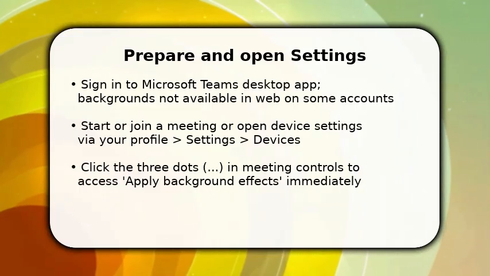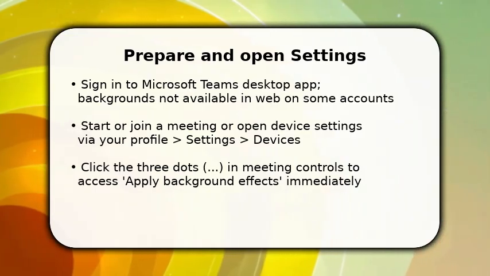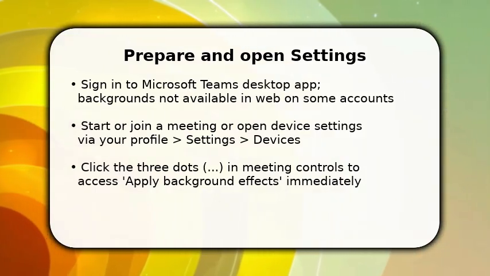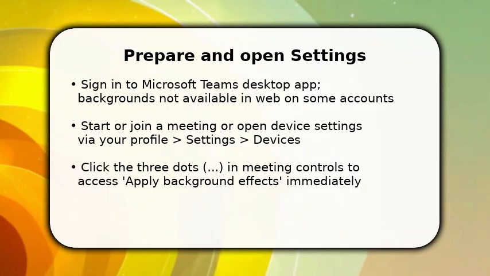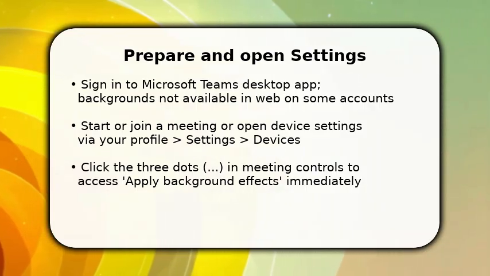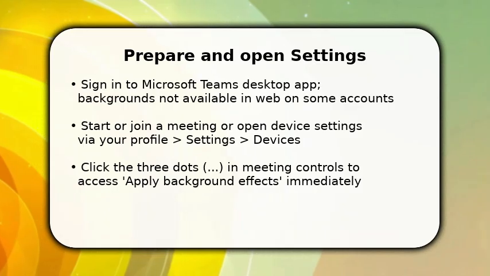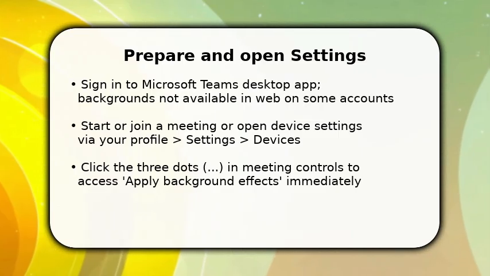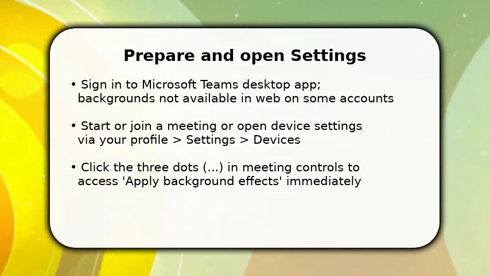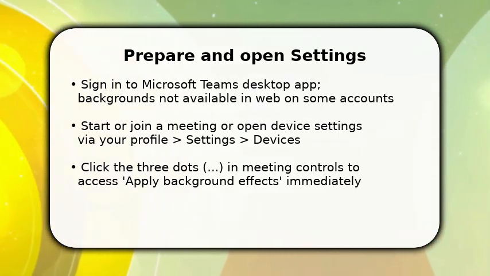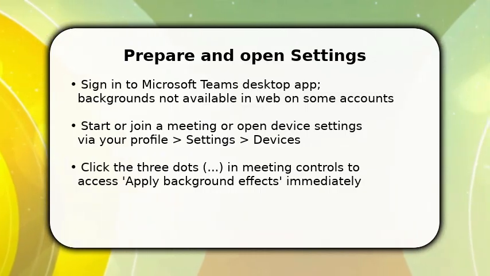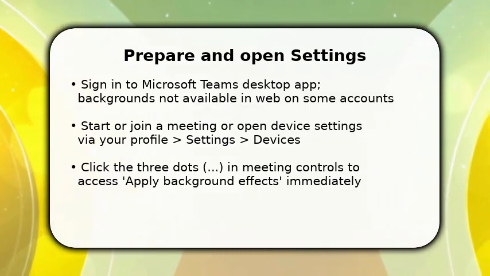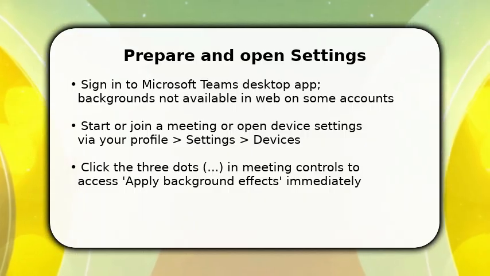You'll begin inside the Teams app with an active meeting or the device panel open. You need the desktop client signed in. Once you're there, open Meeting Controls and click the three dots. That brings up Apply Background Effects. Select it now to see built-in backgrounds and the Add New button. Make sure your camera is on so the preview updates. This step links your device camera feed to the background selector so you can confirm the effect before applying.